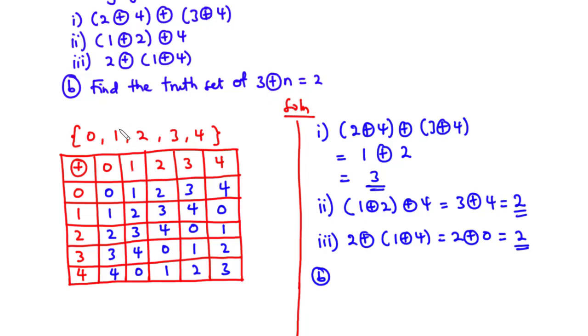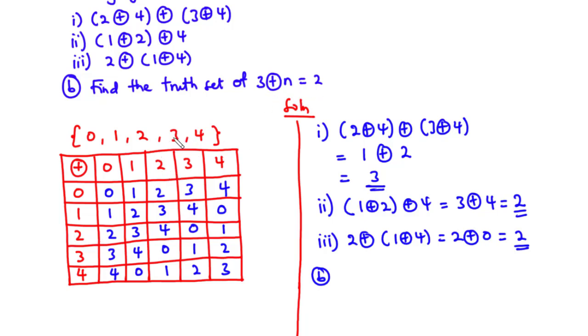Now let's move on to 1. 3 plus 1 is 4. 4 is not equal to 2, so n equals 1 does not satisfy this equation. Now let's move on to 2. 3 plus 2 gives 0. Since 0 is not equal to 2, it means that n equals 2 does not satisfy this equation.